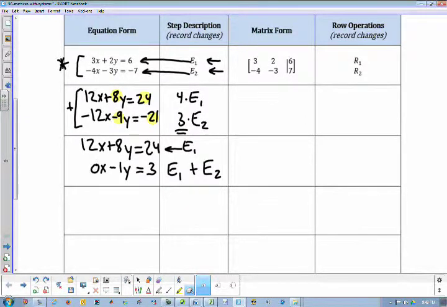Now I'm going to go ahead and erase the 0x. We don't need it. Well, I changed my mind. Let's leave it there. That'll be good. Okay, so we're almost there. Let's go ahead and take the last equation and multiply it by -1. So let's take -1 times E2. This top one, we're just going to copy it down: 12x plus 8y equals 24. And we're going to multiply the second one by -1. We get 0x still, and now we have a plus 1y equals 3.